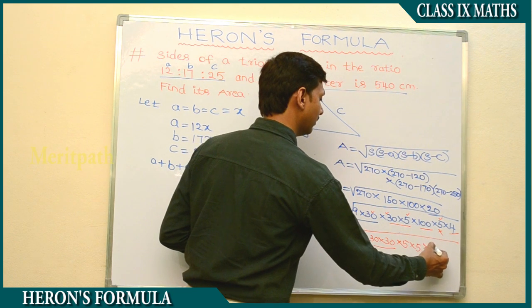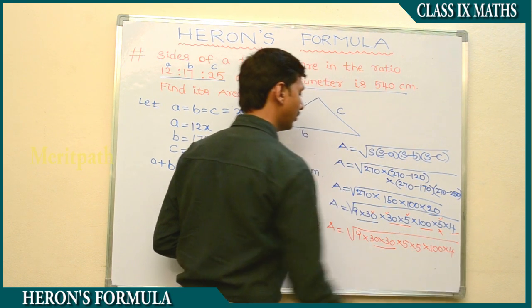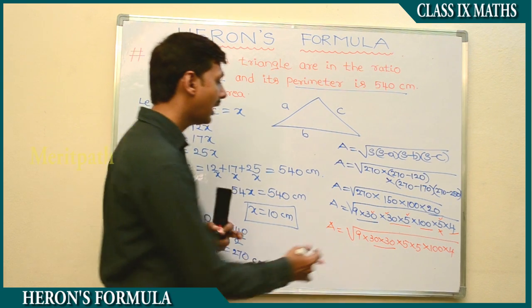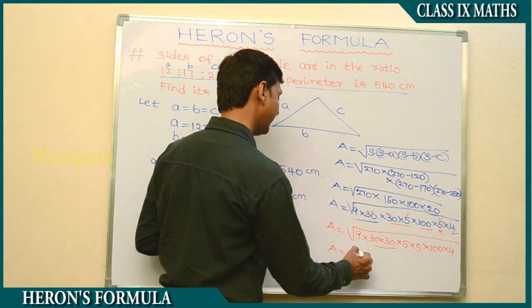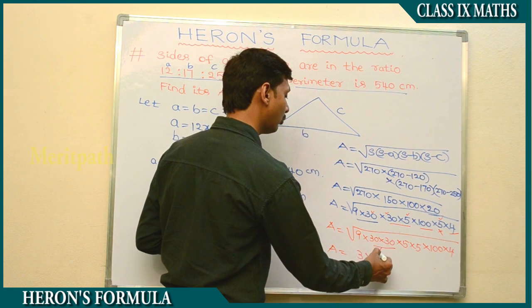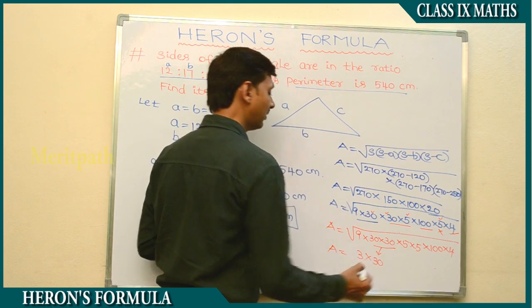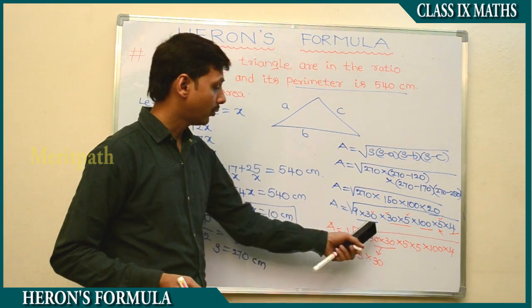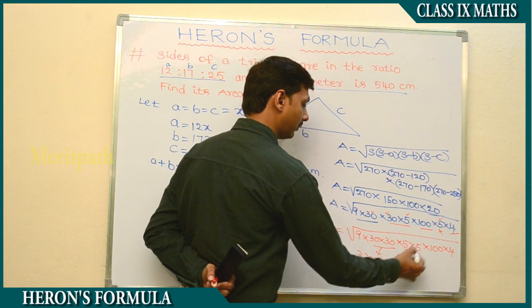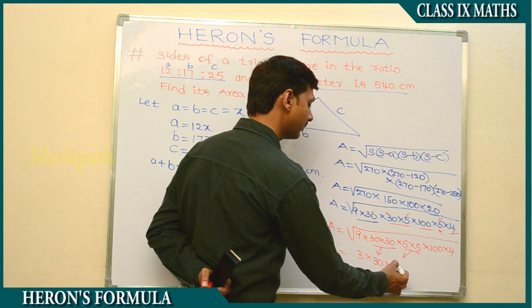So into 100, into 4. So let's take out the perfect squares from this. The square root of 9 is 3. And the square root of 30 into 30, we will get one number from this pair, so we got 30 from it. From this pair we get one number, that is 5.